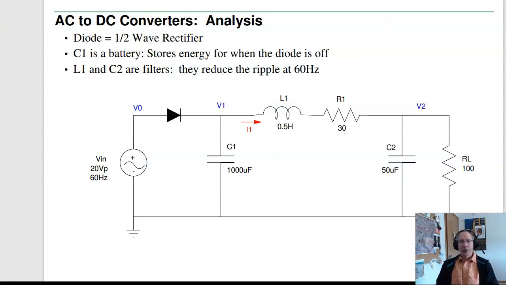So, given this circuit, find the voltage at V1 and V2, both DC and AC. Now again, C1 is like a battery. It stores the energy when the diode turns off. L1 and C2 are filters that reduce the ripple. And R1, I don't want R1 to be in there, but all inductors have some resistance, so that's the resistance of the inductor that I just have to live with.